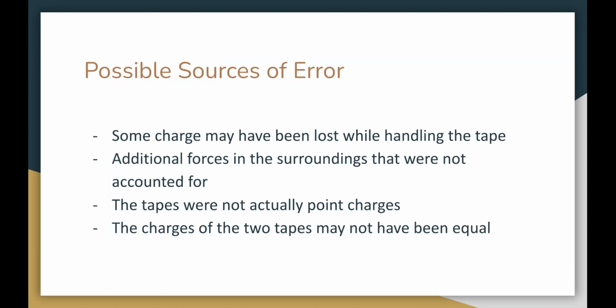So some possible sources of error are that some charge may have been lost while handling the tape, additional forces in the surroundings were not accounted for, the tapes were not actually point charges, and the charges of the two tapes may not have been equal, which are those assumptions that we made earlier.